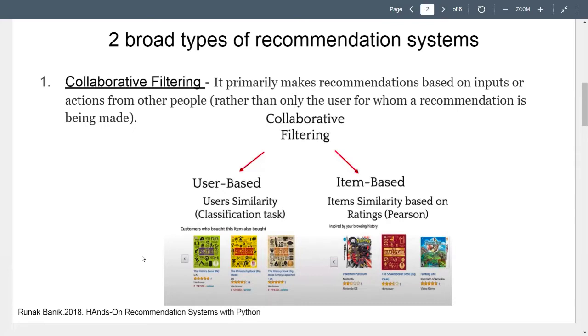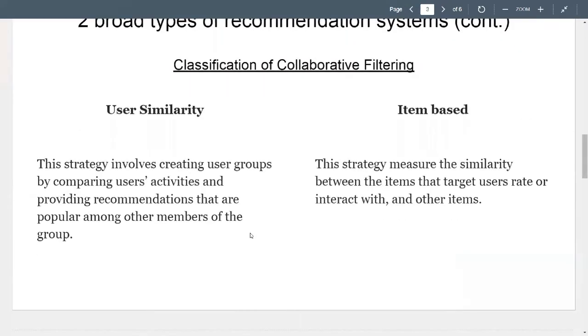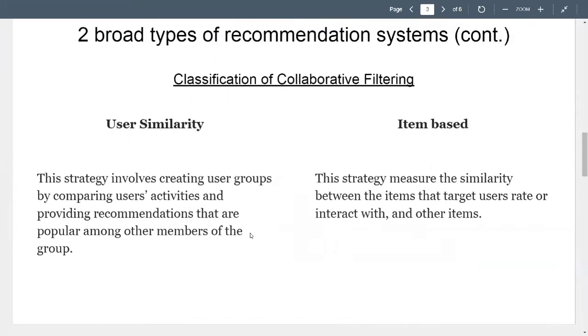For example, if you're buying something on Amazon, and you pick a book, there will be a suggestion showing that customers who bought this item also bought this. This is based on user similarity. Another is item-based: if you have bought an item, there will be items similar to the item that you have bought. That is item-based collaborative filtering. These are the two broad subtypes of collaborative filtering, and this is what I have explained in this table as well.